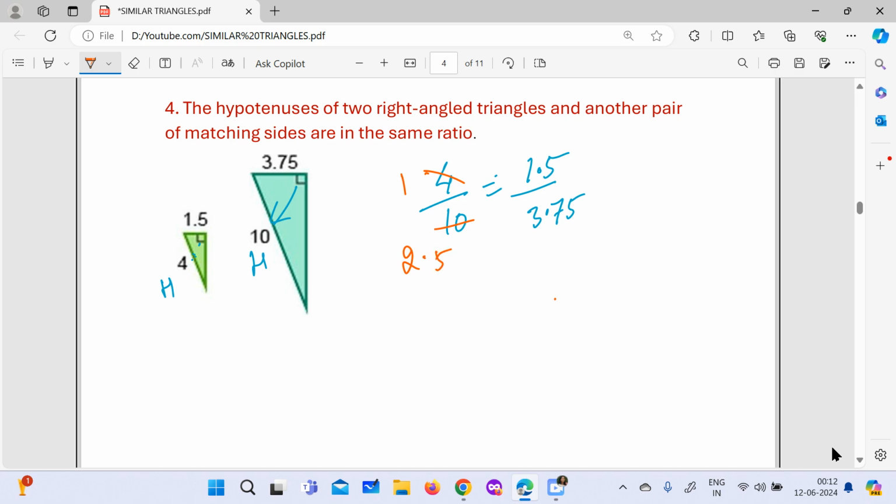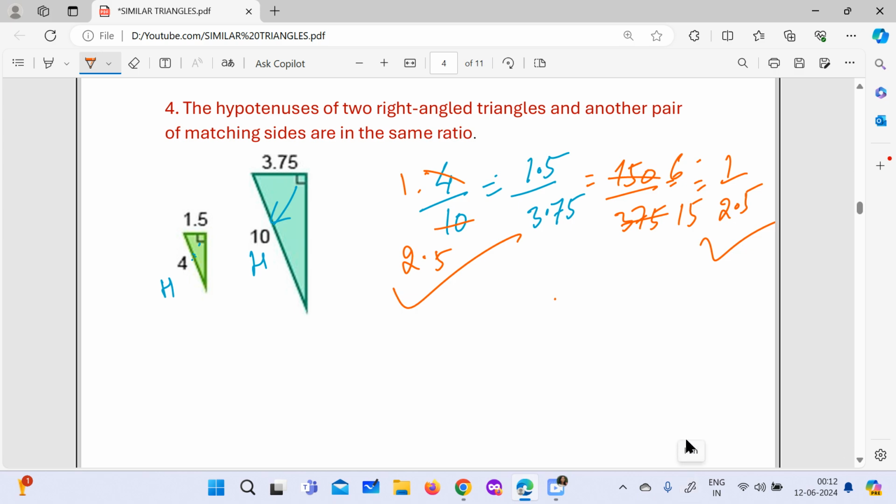Now when I work on this, I'll get 1 over 2.5. So what we can do, we just write it like this: 150 over 375 divided by 25, and you get 6 over 15, which is nothing but 1 over 2.5. So you can see here 1 over 2.5, and here also 1 over 2.5. So we can say that these two triangles are similar.